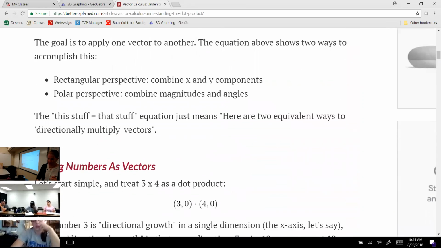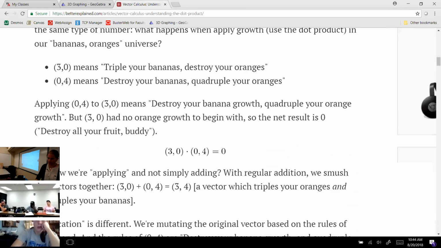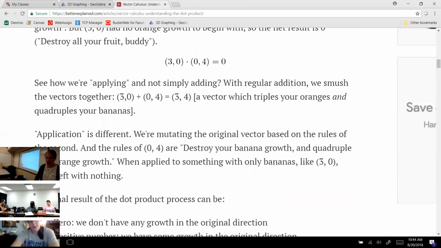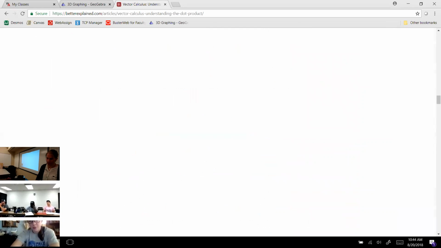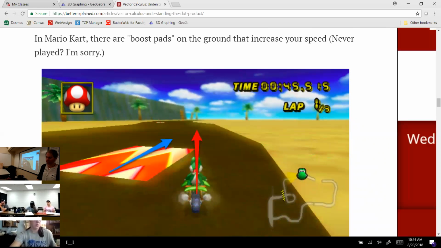He talks about some things that we haven't seen yet. But he does go through some pretty good examples talking about numbers. And then he starts introducing totally different things like tripling your bananas and destroying your oranges. If you want an understanding of what the dot product is, I don't want to provide that because he does a much better example. So feel free to read through here. Eventually, he ends up talking about Mario Kart, which is also pretty interesting.